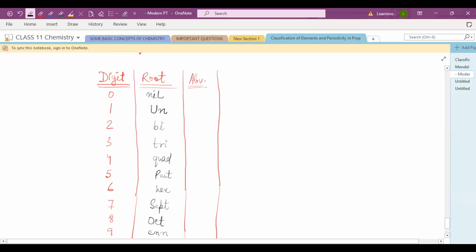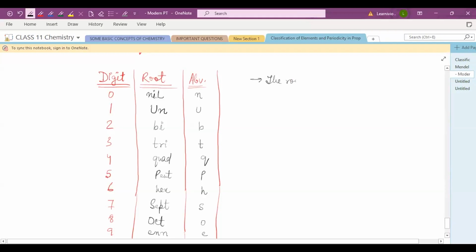Okay, so that was the root word for these digits. Now abbreviation: for nil, it is small n. For un, it is only U. For bi, it's B. Only one letter, right? For tri, it's T. For quad, it's Q. For pent, it is P. For hex, it is H. For sept, it is S. For oct, it's O. And for enn, it is E. Okay, so that was the abbreviation of these root words. Okay, and basically the root names are arranged in the order of the atomic number. Okay, and the name ends with ium.